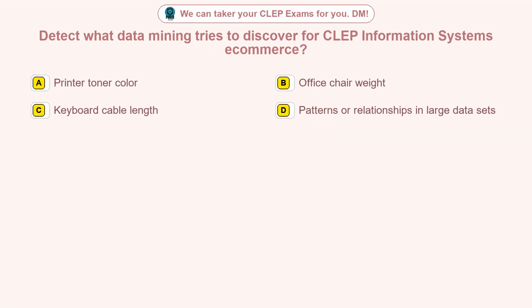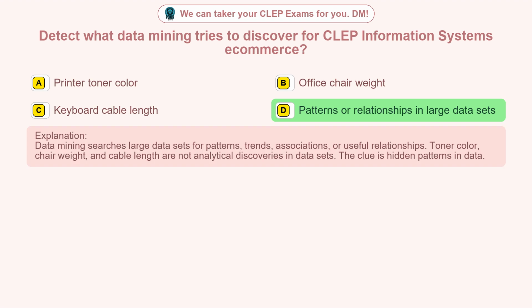Question 85. Detect what data mining tries to discover for CLEP Information Systems Ecommerce. Option A, printer toner color. Option B, office chair weight. Option C, keyboard cable length. Option D, patterns or relationships in large data sets. The correct answer is option D, patterns or relationships in large data sets.